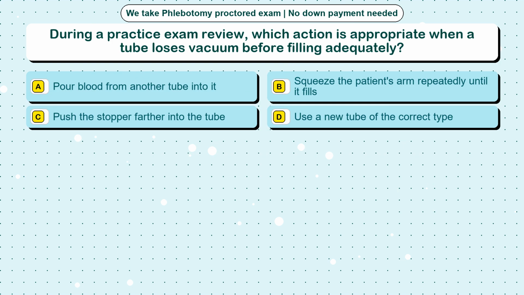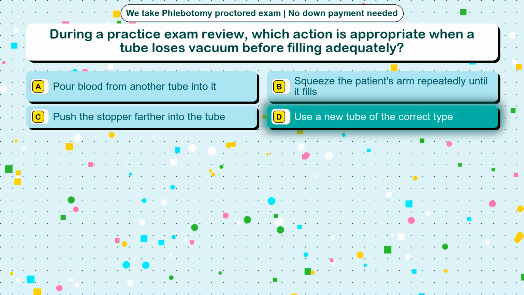Question 78. During a practice exam review, which action is appropriate when a tube loses vacuum before filling adequately? Option A, pour blood from another tube into it. Option B, squeeze the patient's arm repeatedly until it fills. Option C, push the stopper farther into the tube. Option D, use a new tube of the correct type.